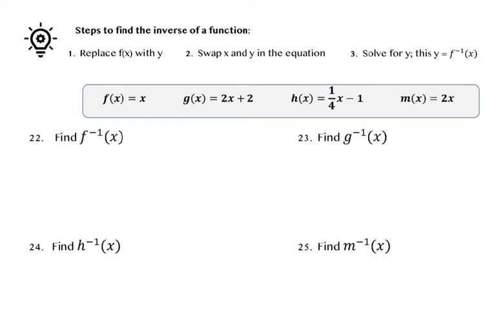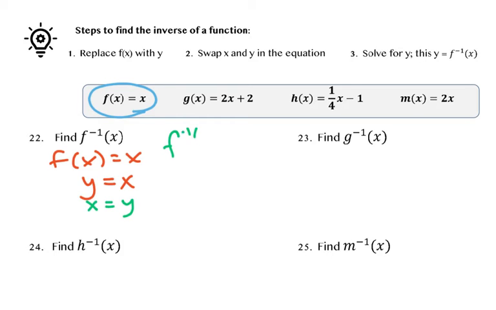Okay, so what we're going to do is take the next few questions and find the inverses of each one. So number 22, it says find f negative 1 of x. That means we're going to use the function f of x and find the inverse of it. So first, I'm going to write f of x is equal to x. My first step is replace the f of x with y. Step number 2 is swap your x and y. Step number 3 is solve for y. Well, it's already solved for y. So that means that f negative 1 of x is equal to x. So sometimes it's its own inverse.